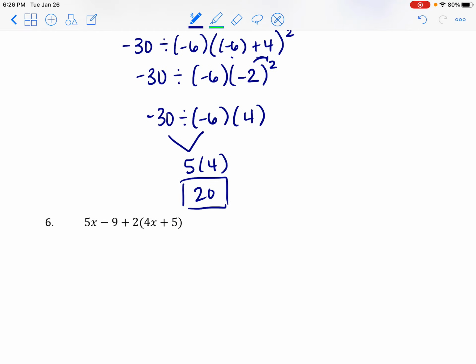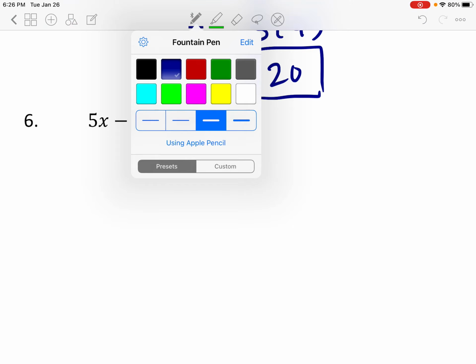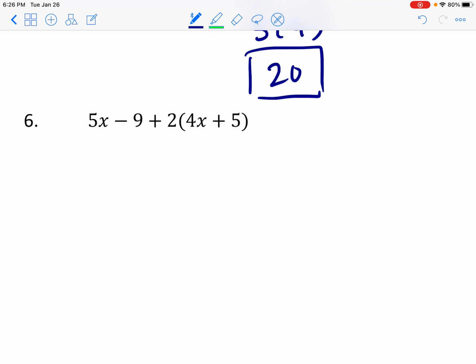And now the next one, you're going to notice we have a variable in here, x again, but nothing to evaluate for. So what we're going to do is try to apply our order of operations to an algebraic expression. The rules are the same. We would follow PEMDAS, okay? But just sometimes we don't have the option.